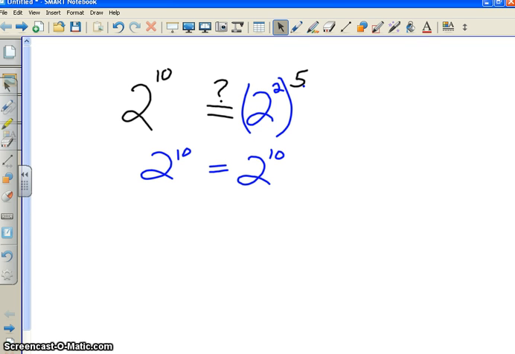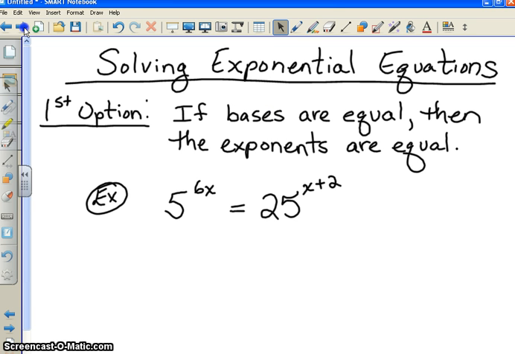We're going to use this idea of substituting base with an exponent in for a number to help us solve exponential equations, equations that have an x in the exponent. So our first option of solving for x when the x is in the exponent is if you can get the bases to be the same, then the exponents are going to be the same or equal to each other. Looking at this first example, 5 to the 6x equals 25 to the x plus 2.